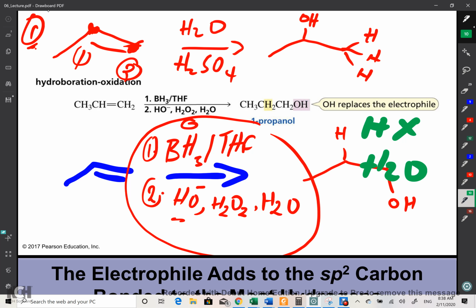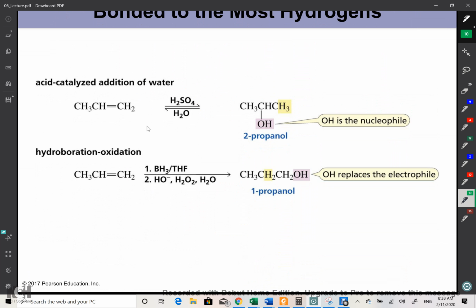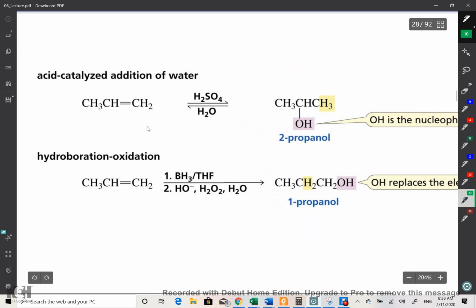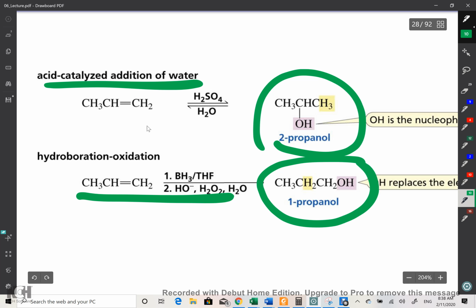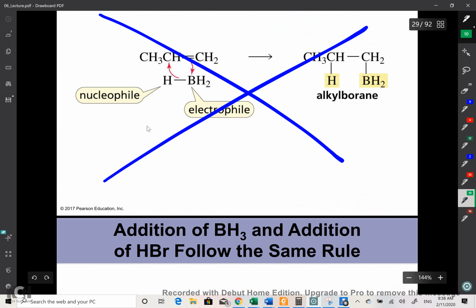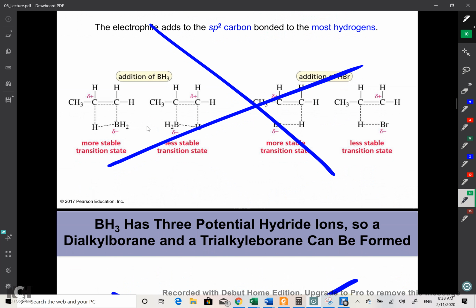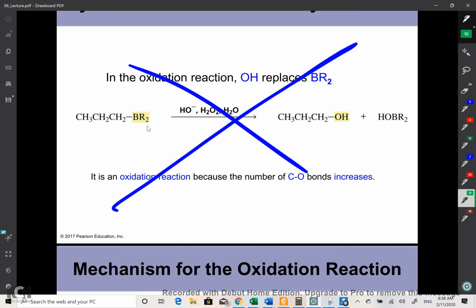I don't want you guys to know the mechanism for hydroboration. Okay? So we'll not talk much about that. And so this is exactly what I was saying here. With the acid catalyzed, you follow the Markovnikov rule. With the hydroboration, you have the anti-Markovnikov rule. Is that okay? Acid catalyzed, Markovnikov, hydroboration, anti-Markovnikov. Like I said, the mechanism, I don't want you guys to worry about the mechanism of hydroboration. Don't worry about that.